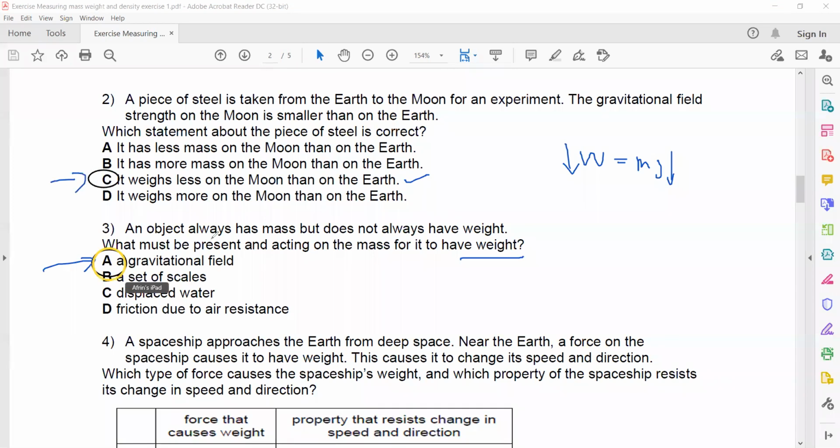because without the gravity the weight will not be there. The object may have mass but the weight might be zero. Why? Because we have the formula W is equal to mg. So if the gravity is zero, for example the object's mass is 20 kg, but the value of the gravity is zero, then what will be the weight? The weight will be 0 Newton.